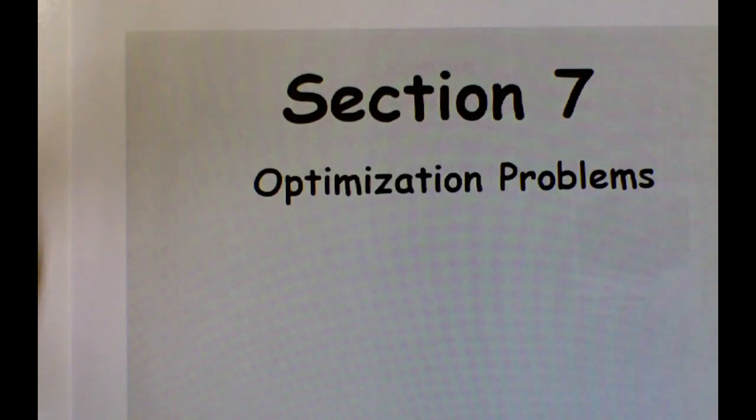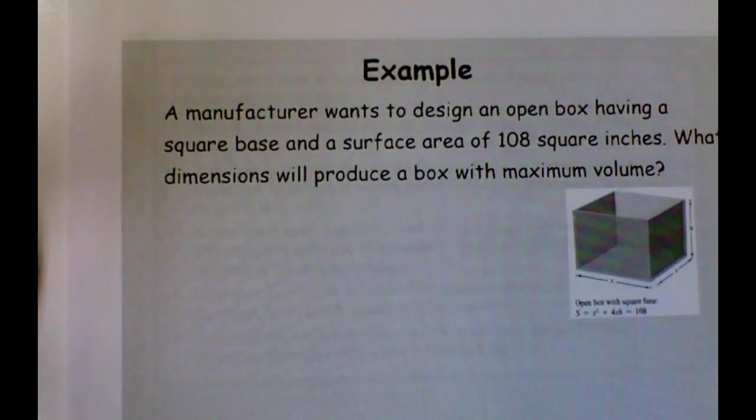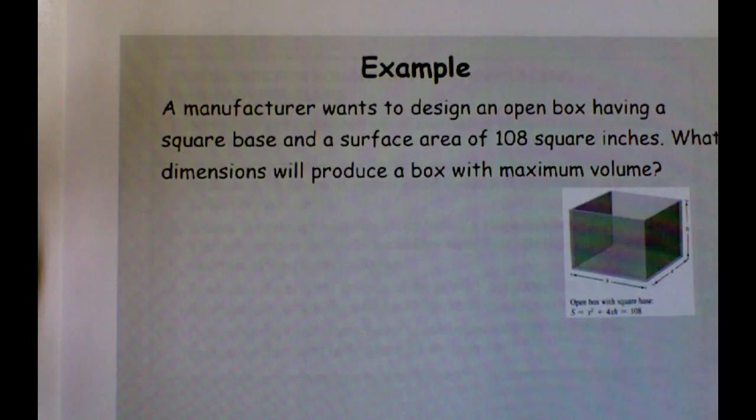All right, this is section 3.7, optimization problems. We're going to dive straight in. A manufacturer wants to design an open box having a square base and a surface area of 108 square inches. What dimensions will produce a box with a maximum volume?